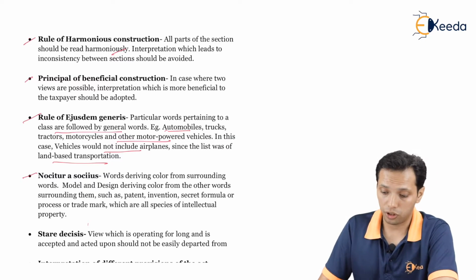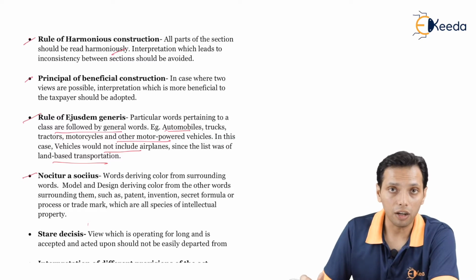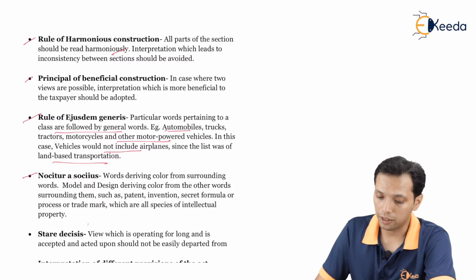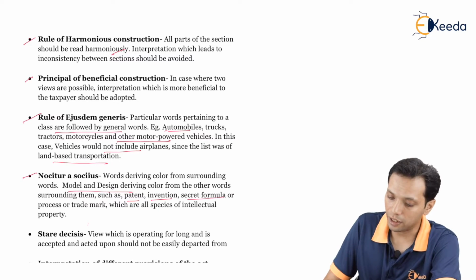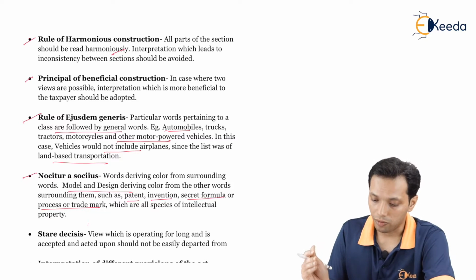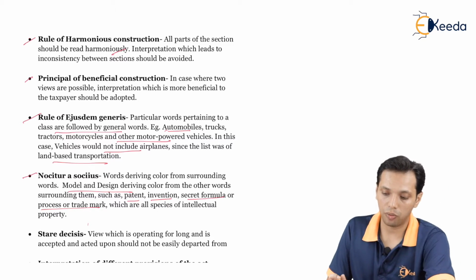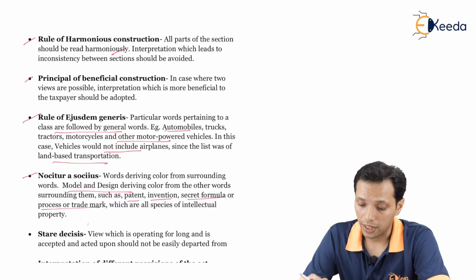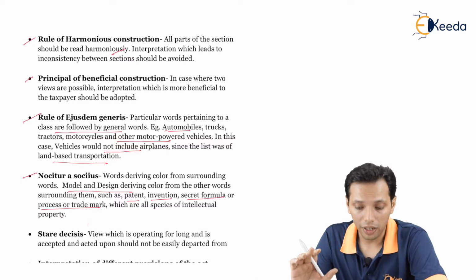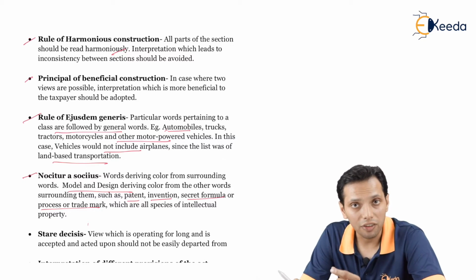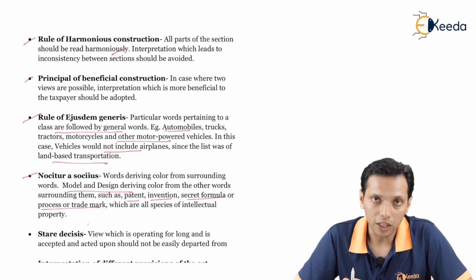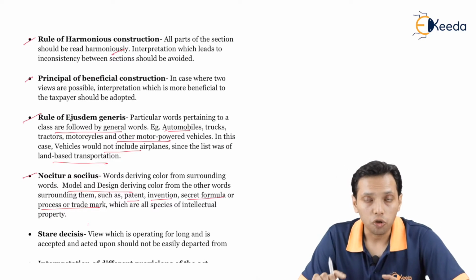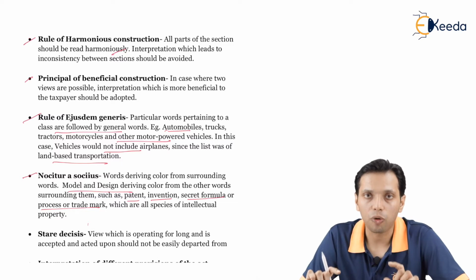Then noscitur a sociis. In this case, words derive color from surrounding words. For example, model and design derive color from the other words surrounding them, such as patent, invention, secret formula, process or trademark, which are all species of intellectual property. So together if we read, it means that they are all part of intellectual property, and every word is related to intellectual property. So the model and design, which precede patent and invention, should be read along with the intellectual property related words.